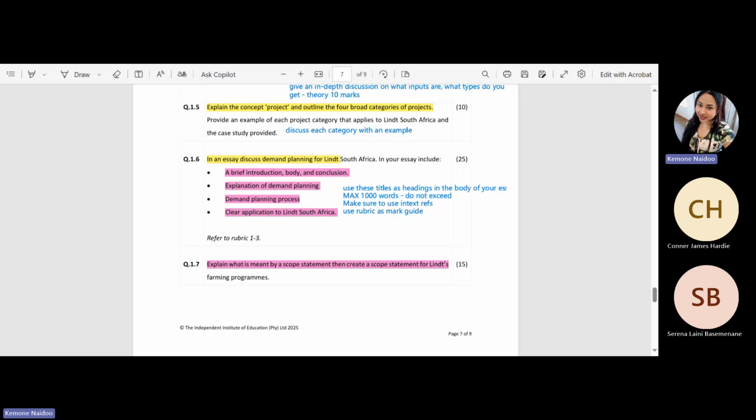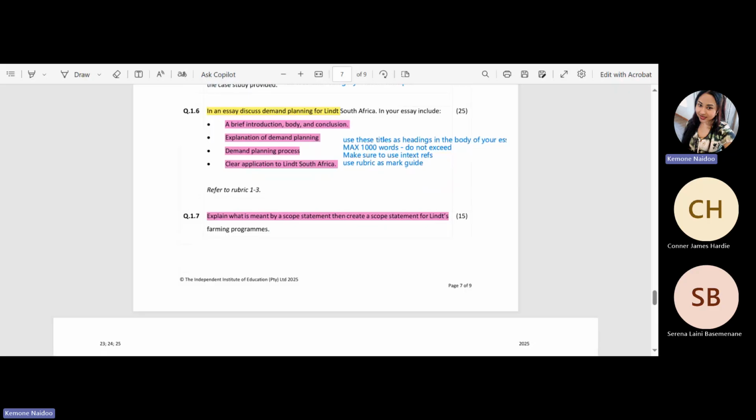I know it sounds complicated, but I promise you it's not. Once you go through the actual theory of it, you'll see how easy it is to actually find examples in the case study. That's why I said always go back to your case study and maybe highlight important things. It makes it so much easier to find your answers.